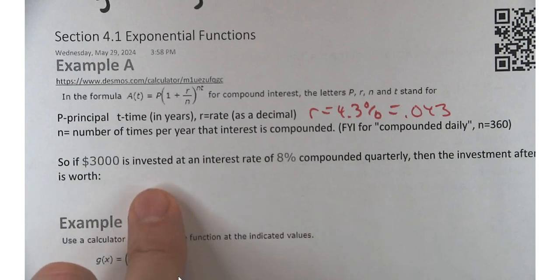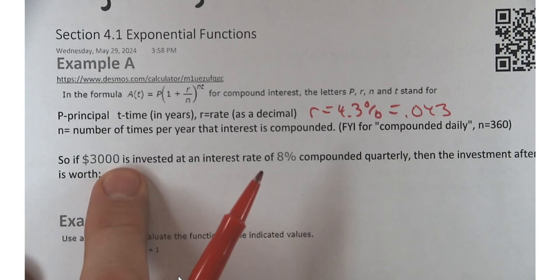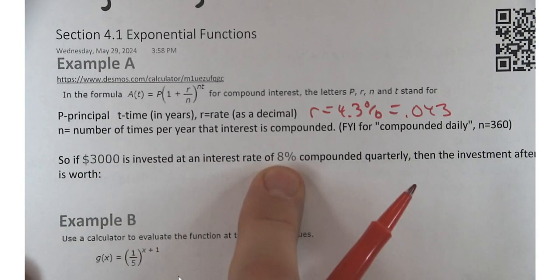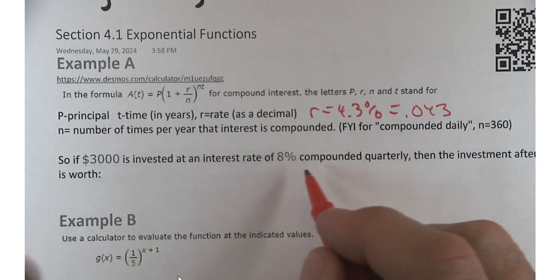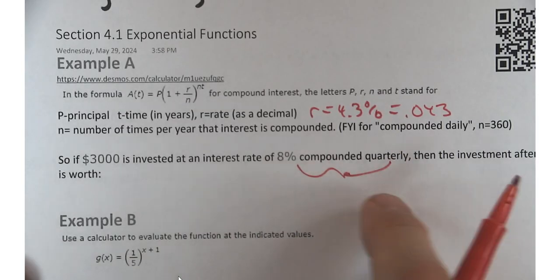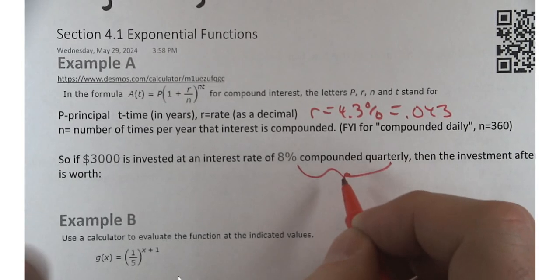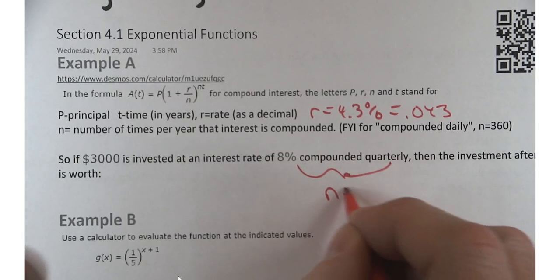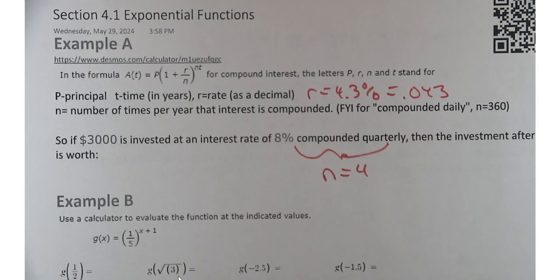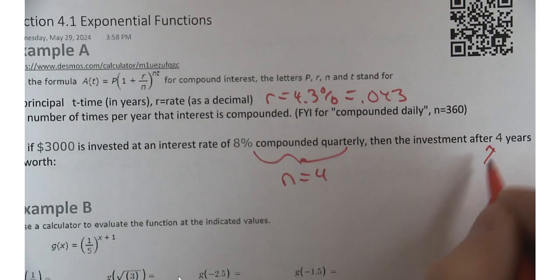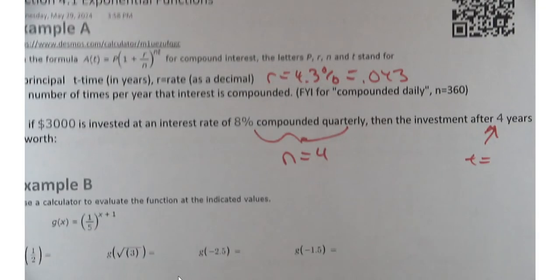Let's see what we can do here with this one. So if we have $3,000 invested at 8% interest compounded quarterly, now this compounded quarterly is telling you something about how often interest is invested. How often do you think interest is going to be invested if you're compounding quarterly? 4 times a year. Then you'd have monthly for 12, daily is 360. Continuous is not something we're going to do just yet. That's going to be T equals 4 years.